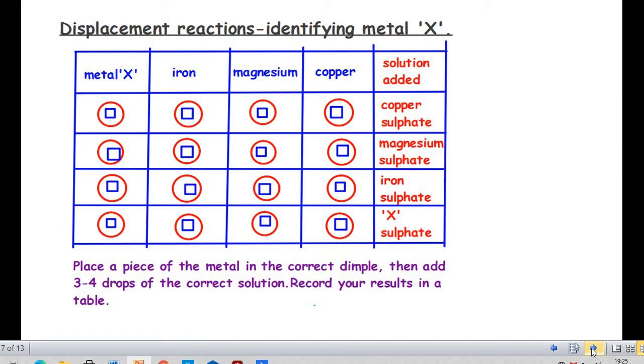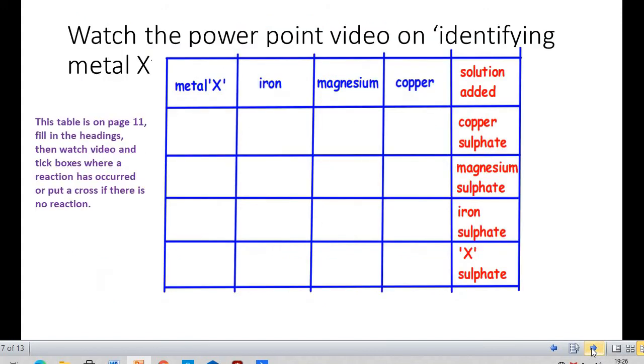You've then got a PowerPoint to watch on displacement reactions, identifying metal X. So this is your next page in your book. And what you've got is pieces of metal in dimple trays. And if you look at the PowerPoint, identifying metal X, it'll show you what is set up and how it's set up. And we're going to work out, or try to identify, metal X using all those metals and solutions.